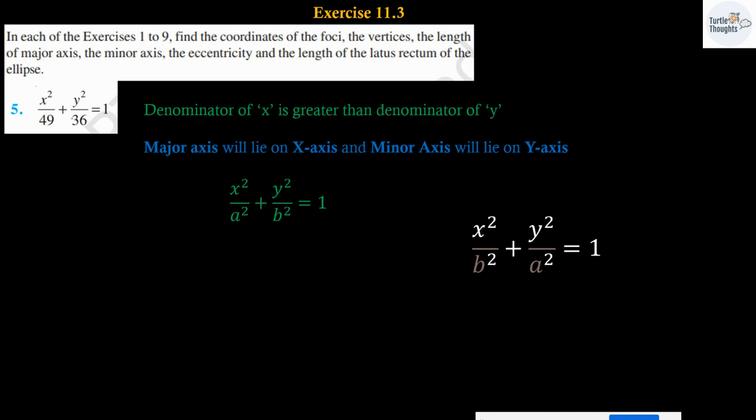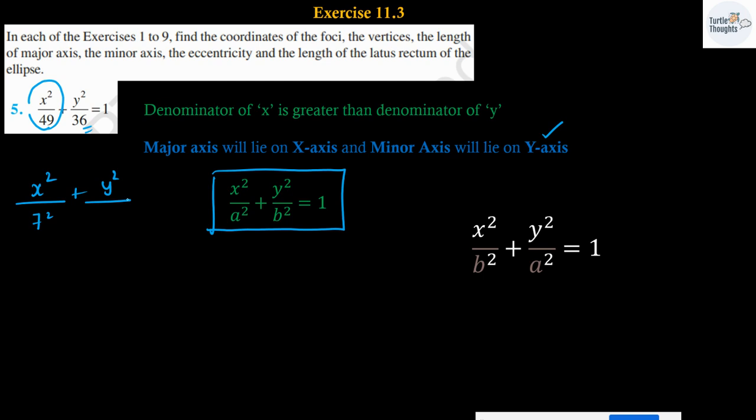x square divided by 49 plus y square divided by 36 is equal to 1. The first step is going to be to observe which denominator is greater. I can observe that the denominator of x square is greater than that of y square. So the major axis will lie on the x-axis and the minor axis will lie on the y-axis. For this orientation, the equation is given by x square divided by a square plus y square divided by b square is equal to 1. I can compare the given equation. The given equation is x square divided by 49, which can be written as 7 square, plus y square divided by 36.